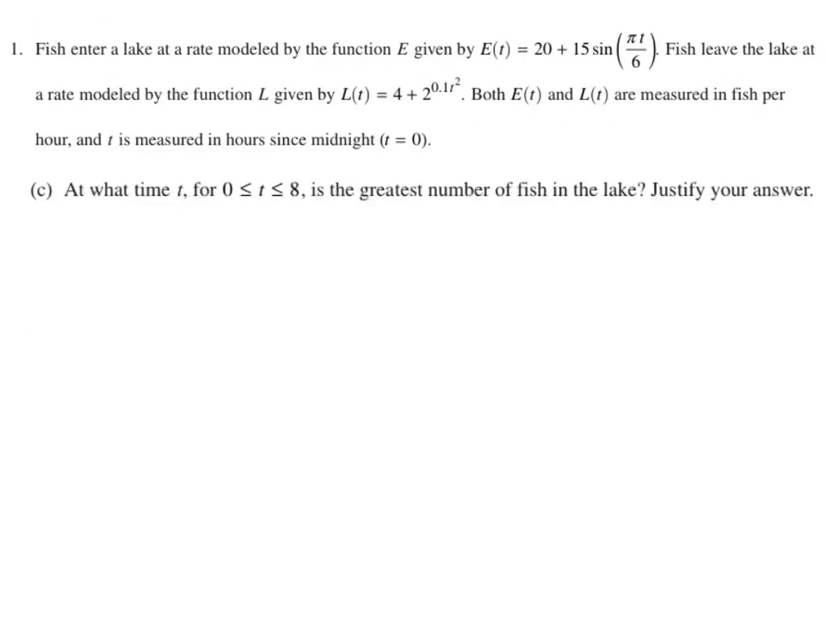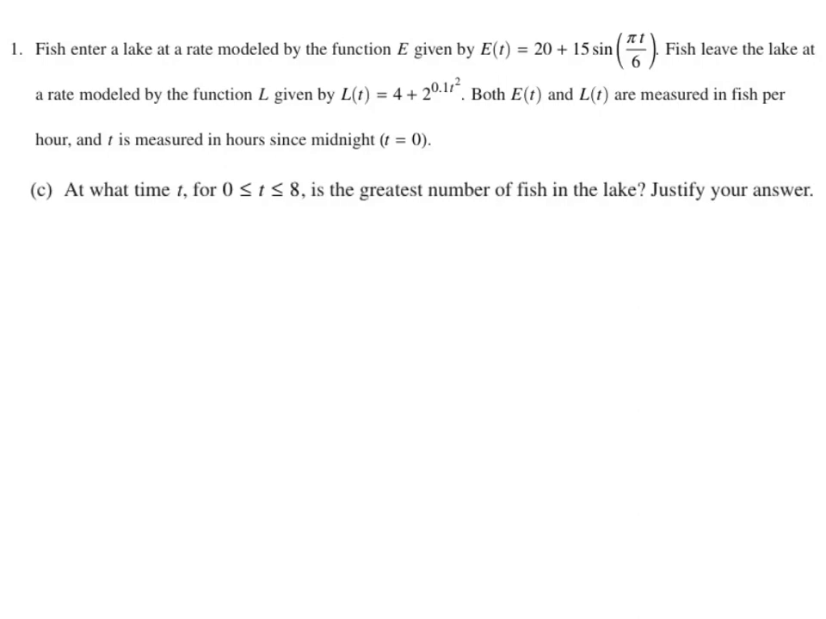For C, it says at what time t from 0 to 8 is the greatest number of fish in the lake. So here I'm looking for the maximum number of fish. So how do we find maximums? Well, we need to set the rate, the derivative, equal to 0 in order to find our critical points and all of that. But before we do that, let's define something here.